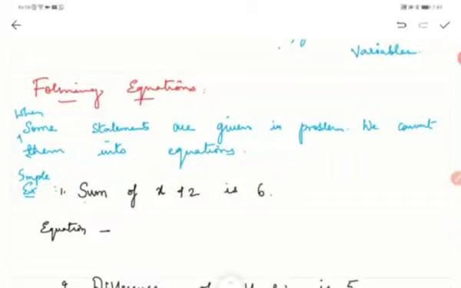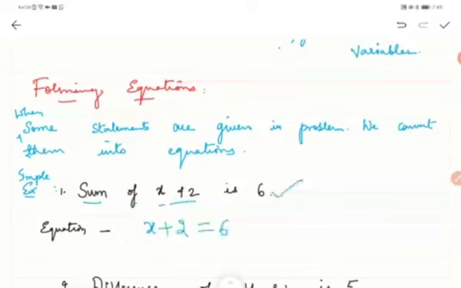That is, you call them variables. So you take that and form an equation. An equation will have some unknown variables, okay? So a statement is something like this. This is given: sum of x and 2 is 6. What does this mean? The sum of x and 2, that is x plus 2, is equal to 6. That is what it is saying in the statement, isn't it? Sum of x and 2 is 6.